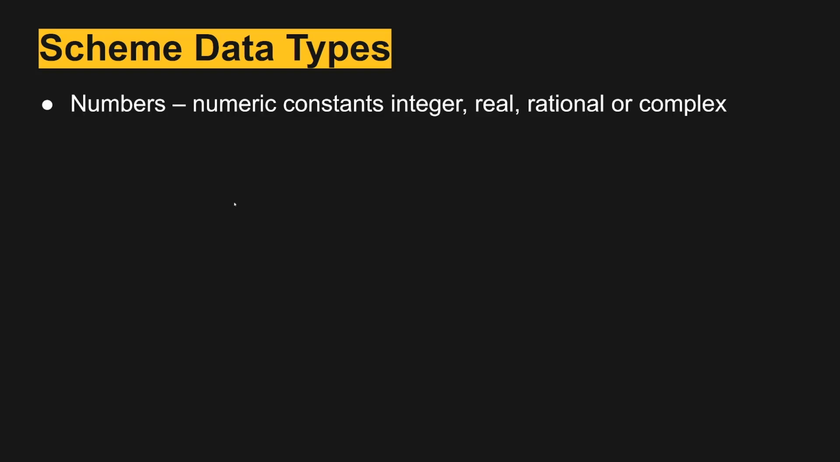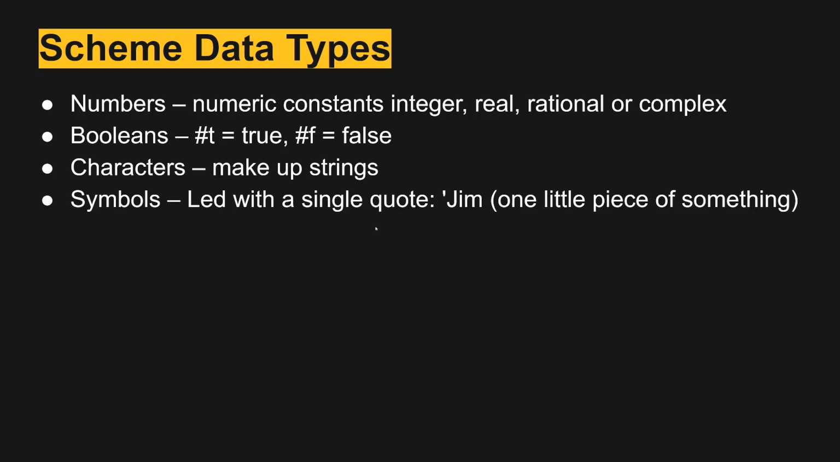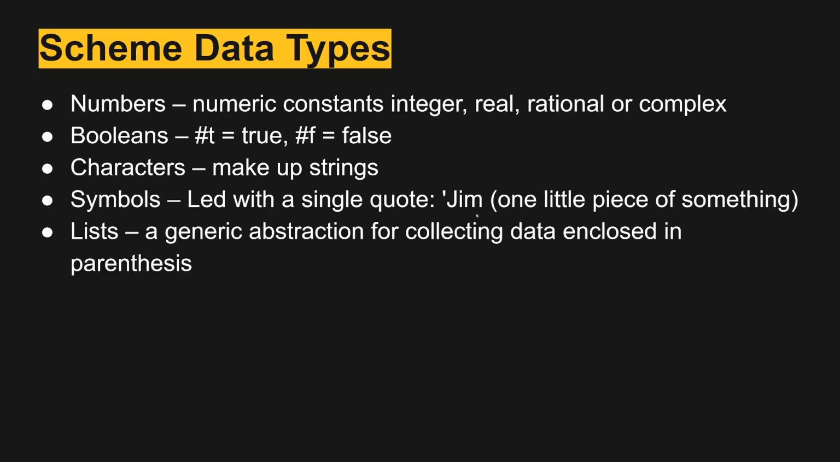Numbers are supported, and you have numeric constants such as integers, reals, rationals, and even complex. You have booleans and then characters, which make up strings. We've seen that before. Symbols start with a single quote and are different than the literal. They work almost somewhere between a constant and a variable.